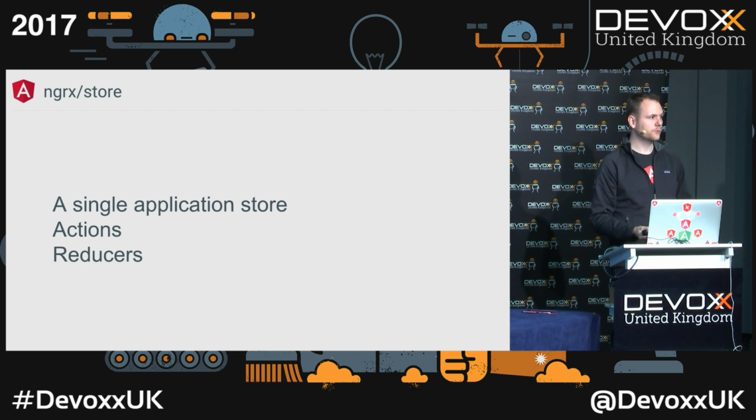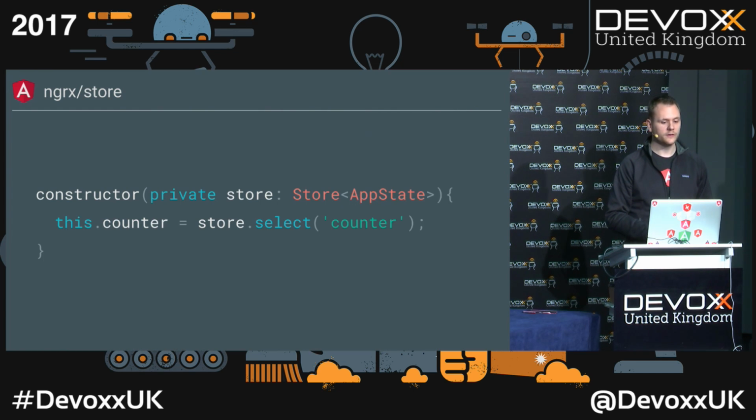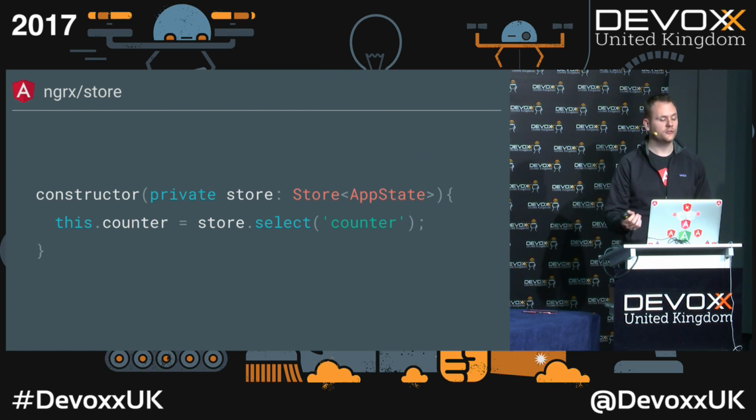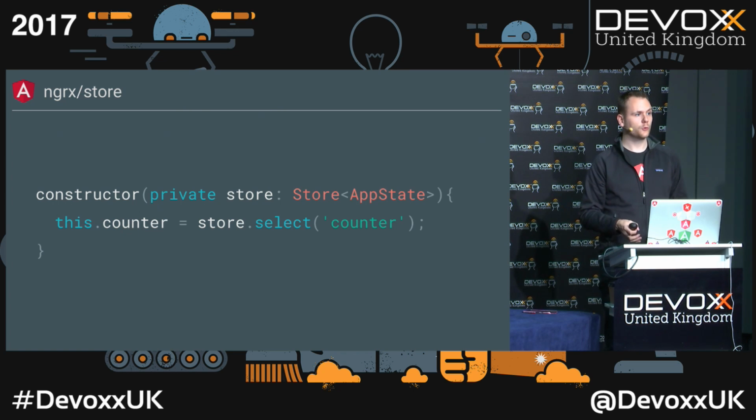And then we've got reducers. And these three things come together in a relatively simple way. And so I can, for example, pull out of my store a counter. So I'll do store.select counter, which, because of how NGRX is built on top of observables, is going to give me the latest data from the store from that counter object.